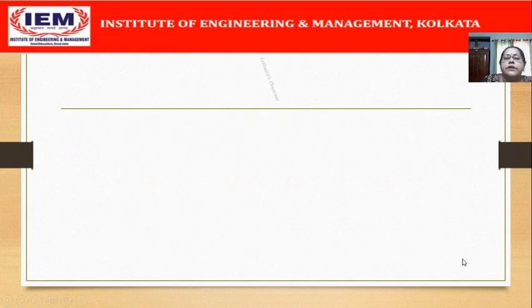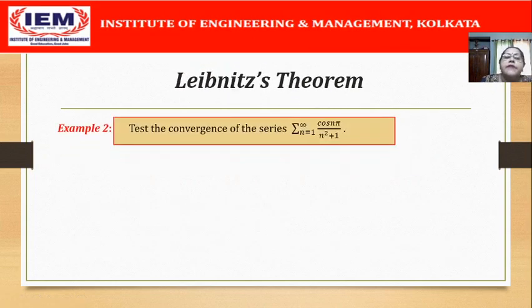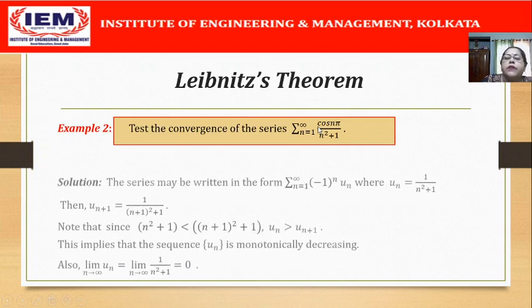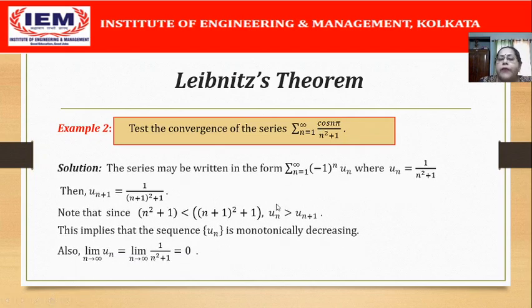Okay, another example. Test the convergence of the series summation n equal to 1 to infinity cos n pi by n square plus 1. We have already seen this series in the examples when we discussed alternating series, and we know that this is an alternating series because cos n pi takes the values in the form of minus 1 to the power n. So this series can be written as summation minus 1 to the power n un, where un is of course 1 by n square plus 1.